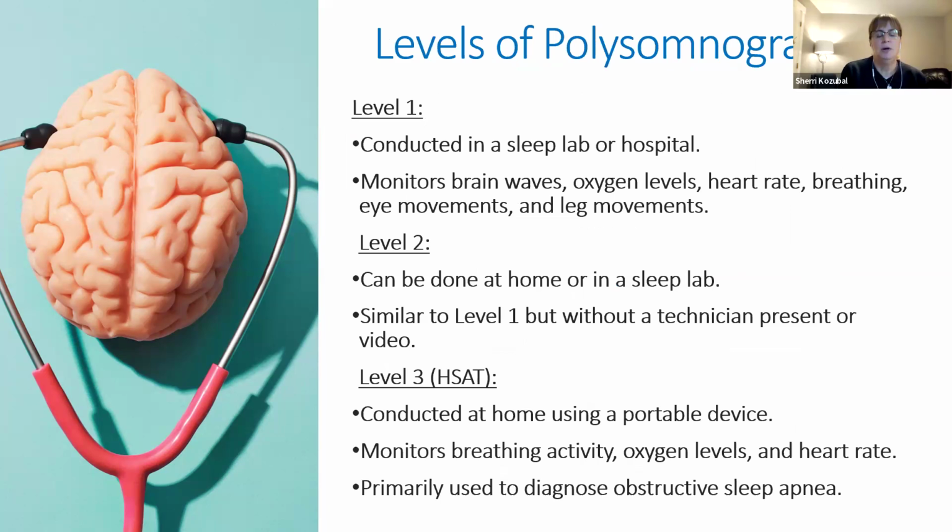So levels of polysomnography. A level 1 study is always done in the sleep lab, and it is used to determine one of 88 different sleep disorders or more. You can have more than one sleep disorder, and people often do. Level 1 monitors brain waves, oxygen levels, heart rate, breathing, eye movements, and leg movements.